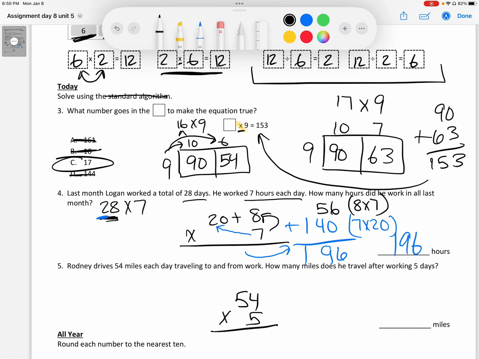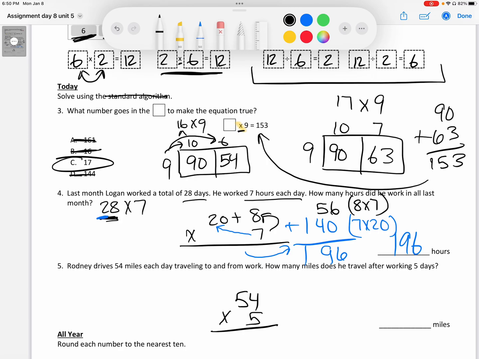If you're an adult over the age of probably 18, but maybe a little bit older, this is what you learned, the standard algorithm. We didn't learn area models. We didn't learn partial products. I don't ever remember learning any of that. That's newer, but this is what we know.